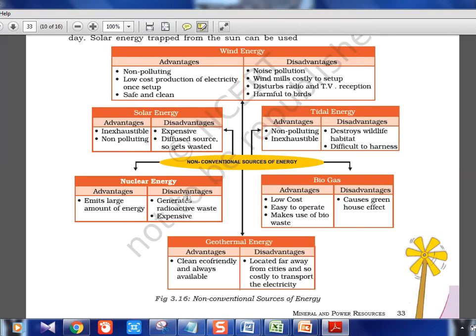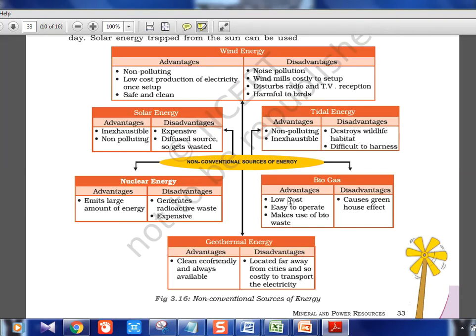That is nuclear energy. Geothermal is located far away from cities, so it is costly to transport the electricity, because geothermal energy can be found only in places where springs are there. So it cannot be done everywhere, and transportation cost is more. For wind energy, with windmills, noise pollution will be created, it disturbs radio and TV signals, and it is harmful for birds. These are very common things; if you think for one or two minutes by yourself, you will be able to write any of these.